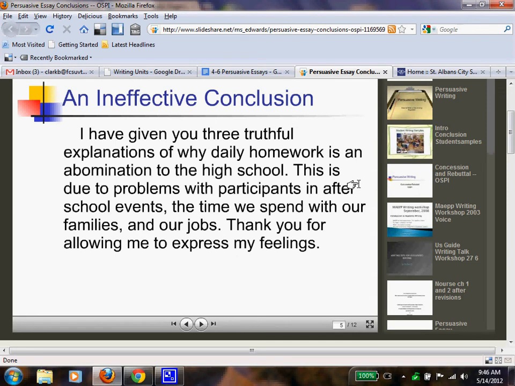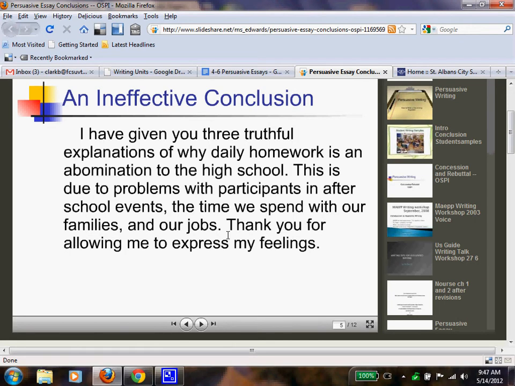Now we're going to talk about and see some examples of effective and ineffective conclusions. So this is one that would be ineffective, does not do its job. I have given you 3 truthful explanations of why daily homework is an abomination to the high school. This is due to the problems with participants in after-school events, the time we spend with our families, and our jobs. Thank you for allowing me to express my feelings.